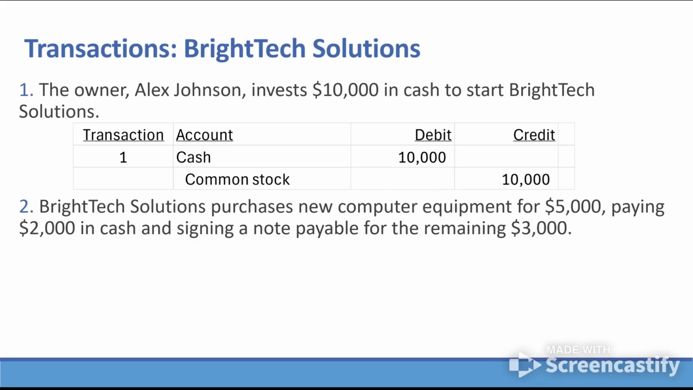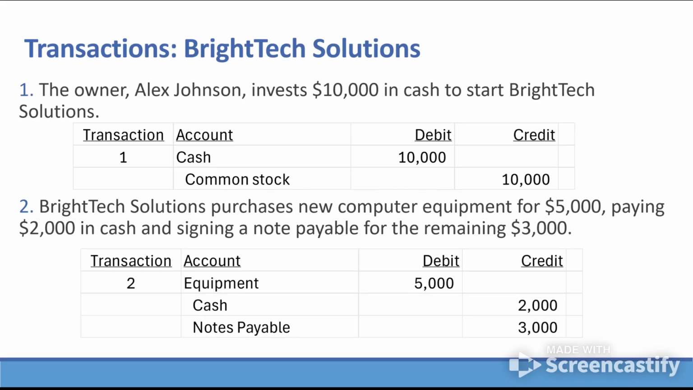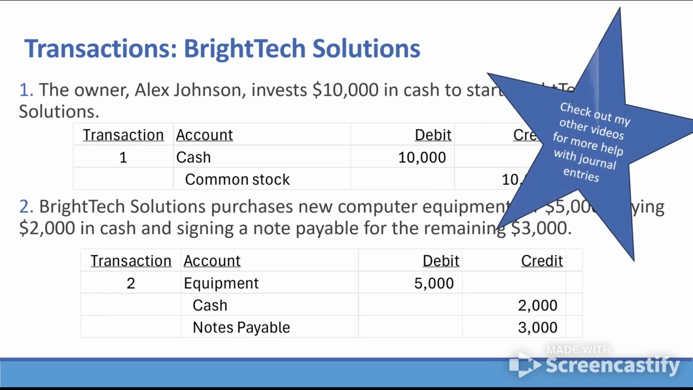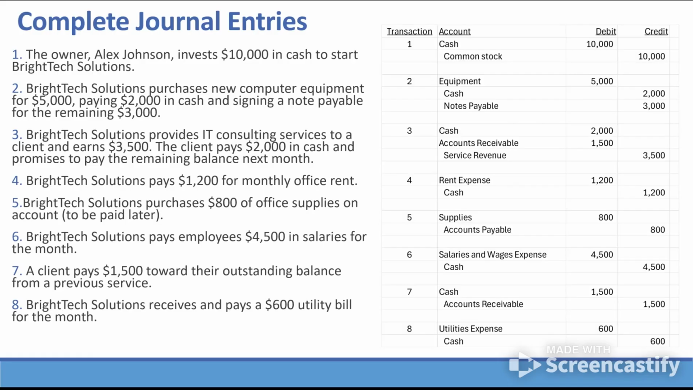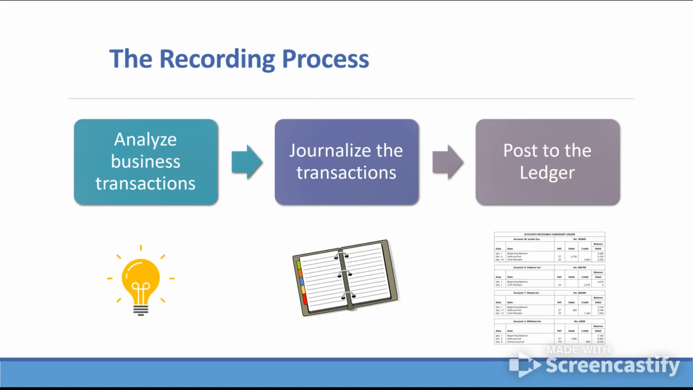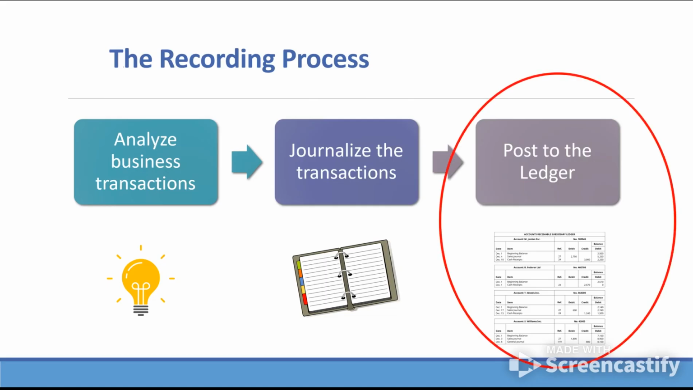In the second transaction, Brightex Solutions buys new computer equipment, paying part of it in cash and a notes payable for the remainder. So here we debit equipment for the full cost of that equipment, credit cash for the $2,000 used, and credit notes payable to create that liability. Now, if you need more help on journal entries, be sure to check out my other videos because this one is focusing on the next step, which is posting. So here we have the complete list of transactions and the completed journal entries. So now that we've analyzed, journalized, we can post to the ledger.